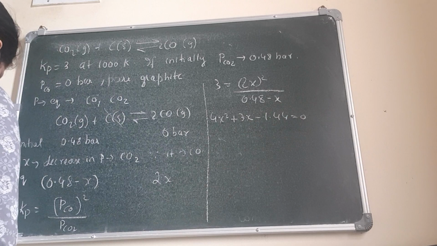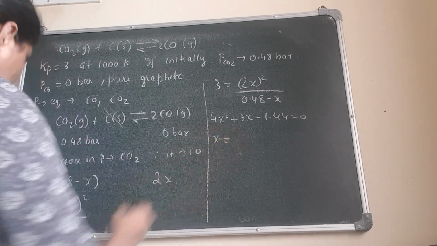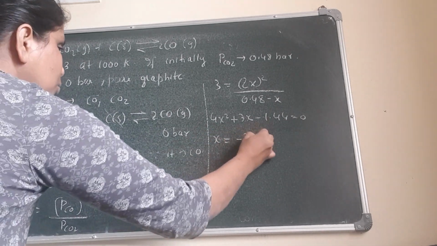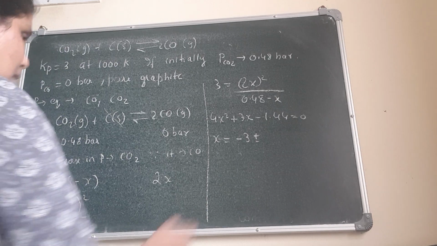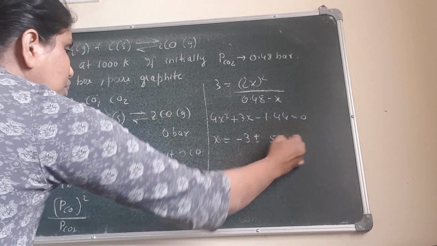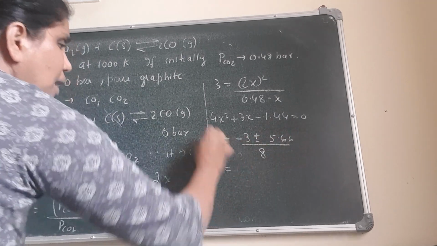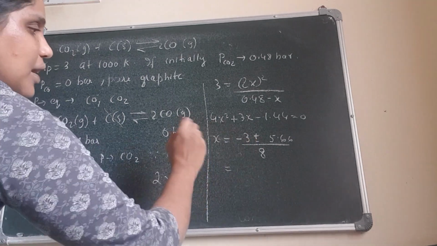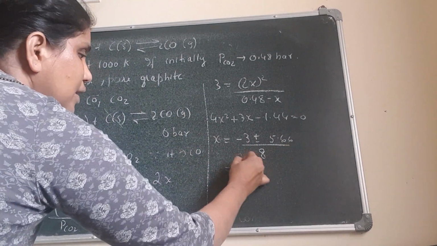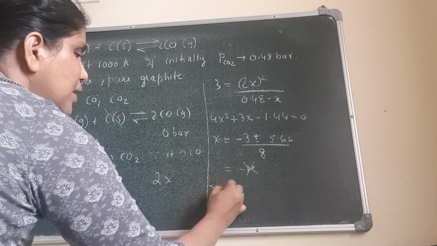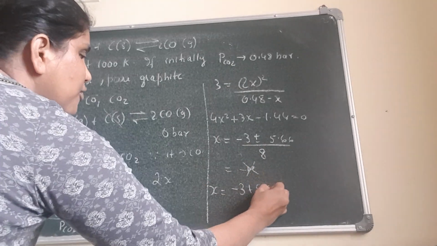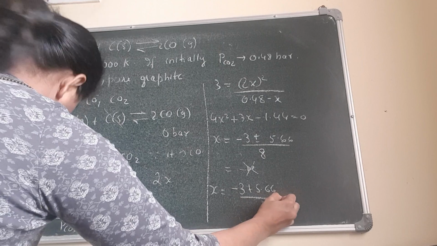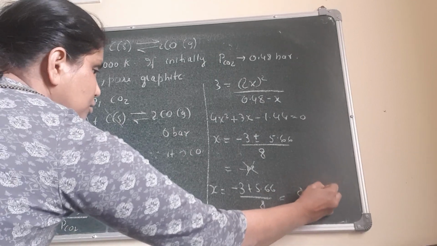is equal to 0. If you solve it using quadratic formula, you are going to get minus 3 plus or minus 5.66 by 8. I'm not doing the calculation because it's time consuming and anyway you know it. If there is any concern, you can ask me. But yes, now the negative side we are going to neglect. So what will be x? Minus 3 plus 5.66 by 8 and that is going to be 0.33.